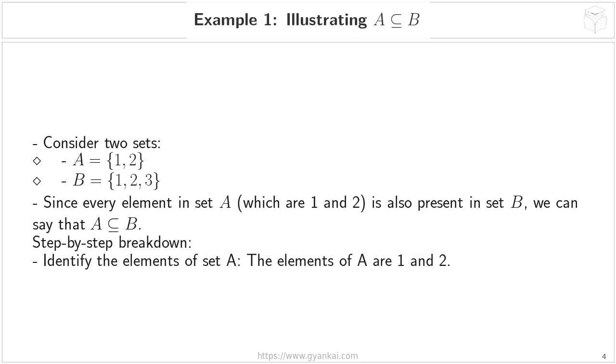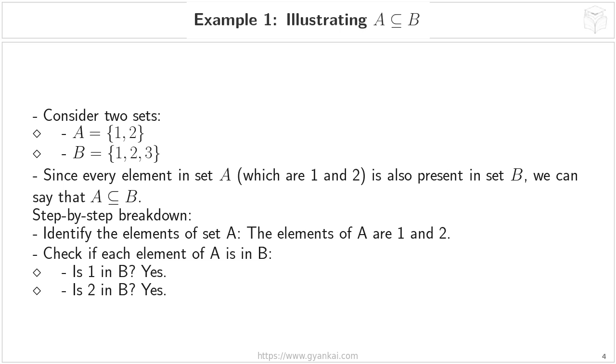Let's break it down step by step, just like we would when solving a problem. First, we identify the elements of set A as stated. Those are 1 and 2. Next, we check if each of those elements is also present in set B. Let's start with 1. Is 1 in set B? Yes, it is. Now let's check 2. Is 2 in set B? Yes, it is as well.